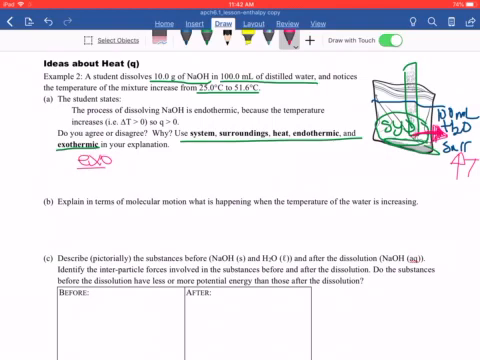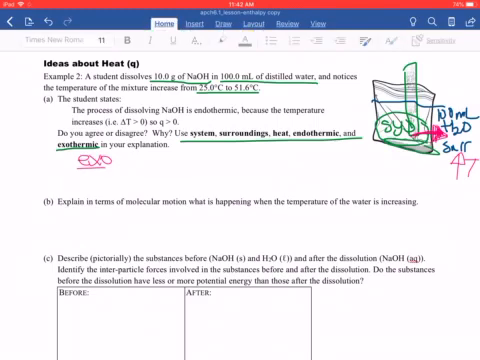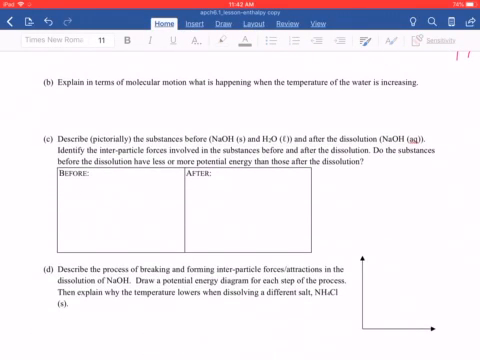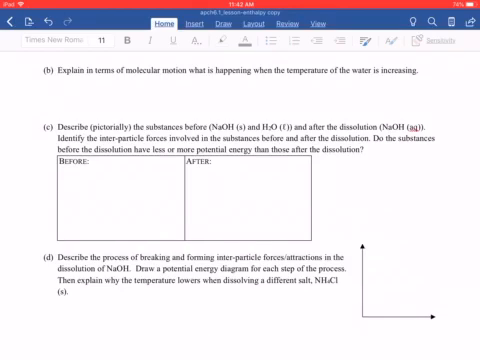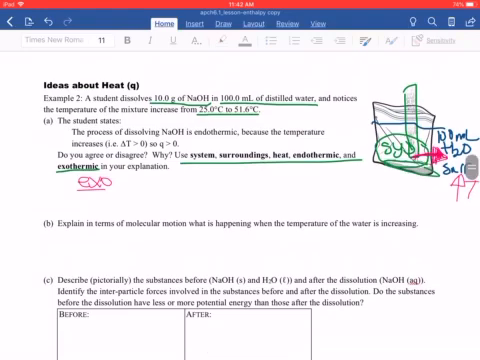There you go. So see if you got it right, and if you didn't get it right, make some corrections of what your misconceptions were. For B, it says explain in terms of molecular motion what is happening when the temperature of the water is increasing. For this one, the heat that's transferred into the water increases the molecular motion of that water, right? So the energy used to increase the molecular motion, or the kinetic energy, of the water comes from the energy which the sodium hydroxide released, right?